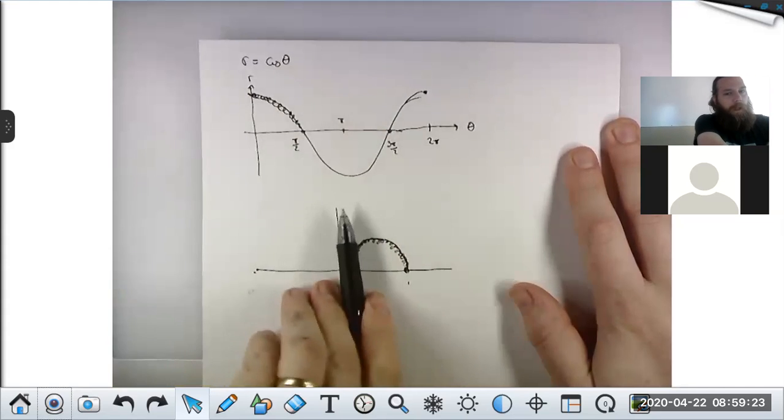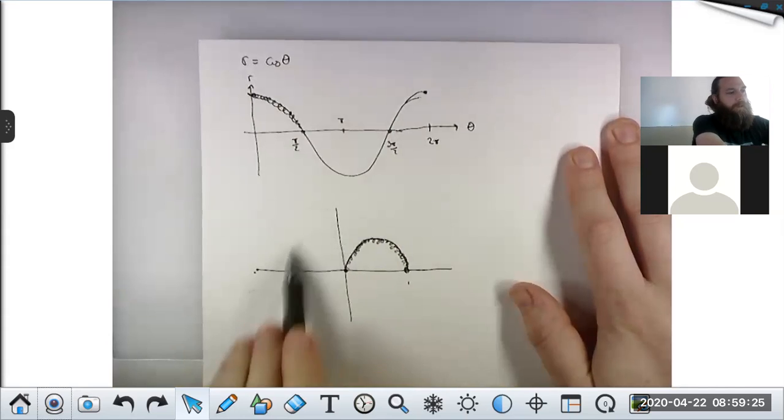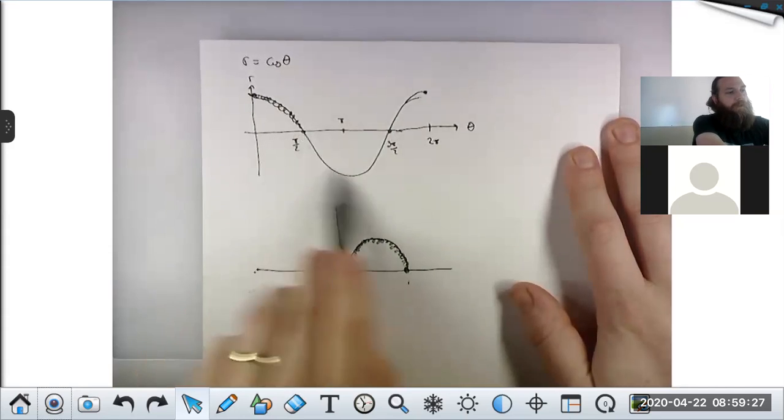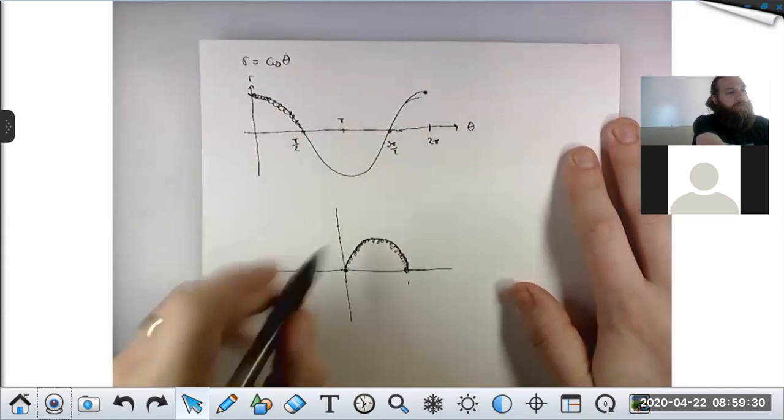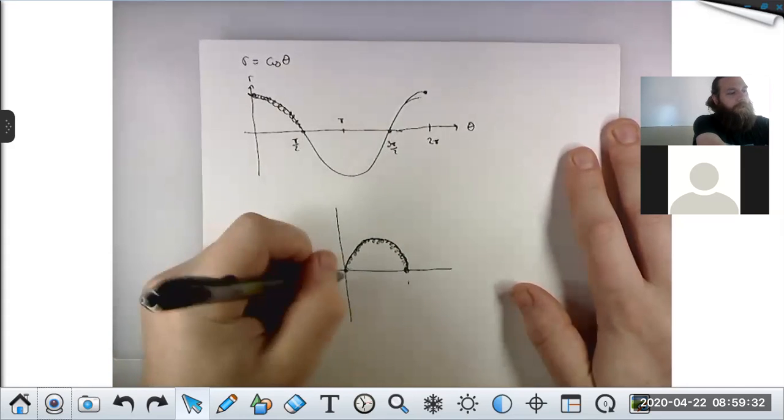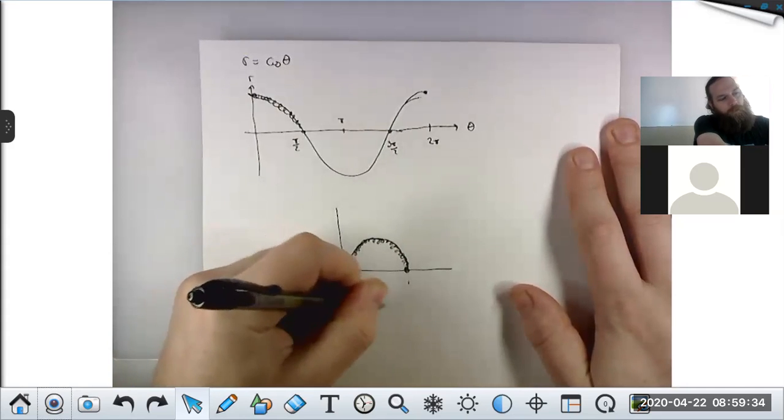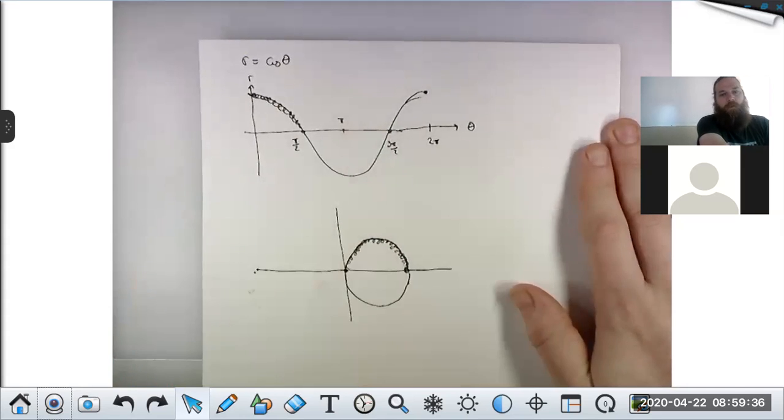But then as I rotate past pi over 2, where normally I would be drawing here, my r values are negative. So I'm going to have to take what I would draw over here and reflect it through the origin. That's going to end up doing this.